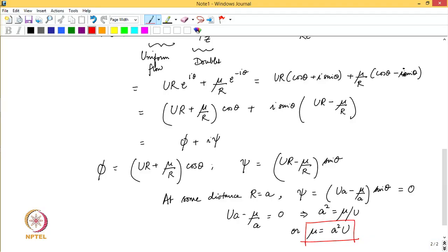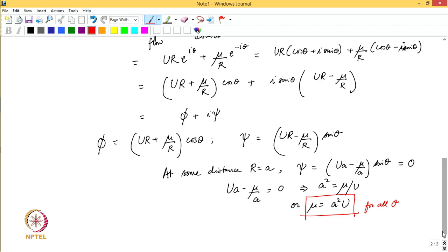Now, if this is a case which happens for all theta, then at this distance clearly psi would be 0. So, psi would be 0 at r equal to a. Since psi is 0 at this distance, it is clearly a streamline, right, because the stream function value is a constant on this circular line.